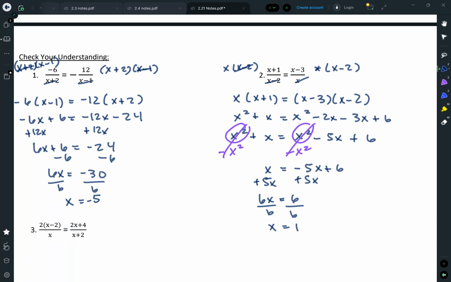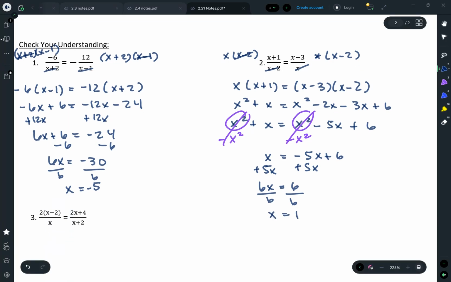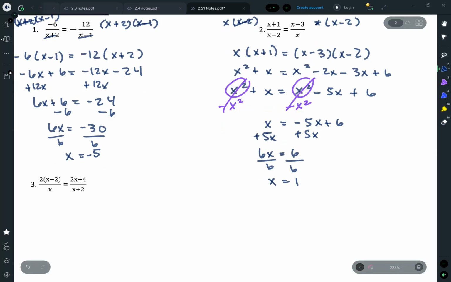And again, I don't need to worry about extraneous solutions. If I put 1 in for either of my denominators, let's remember 1 minus 2 is a negative 1. That's okay. It's not a 0. And if I put 1 over here, my denominator is just 1. So the numbers that I couldn't have would be like 2, because 2 minus 2 would make a 0. But I don't have that answer, so I'm fine.